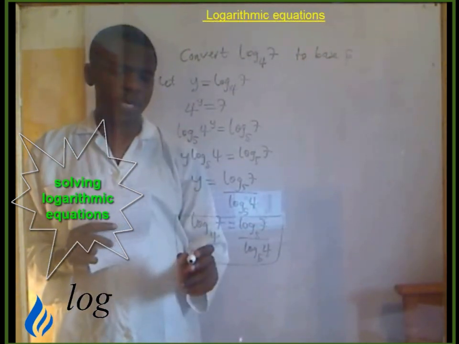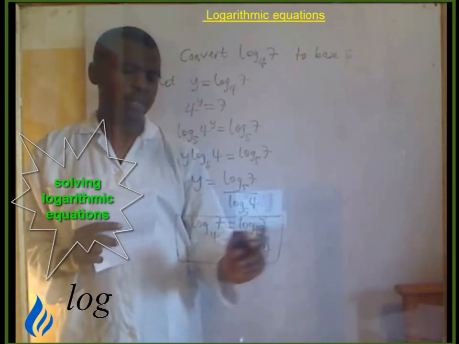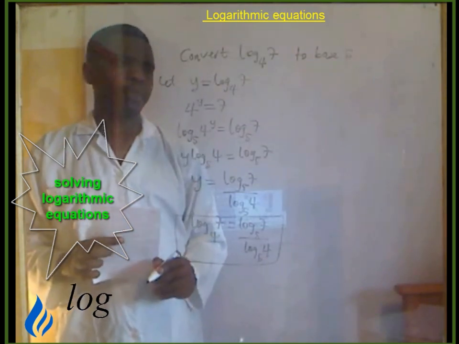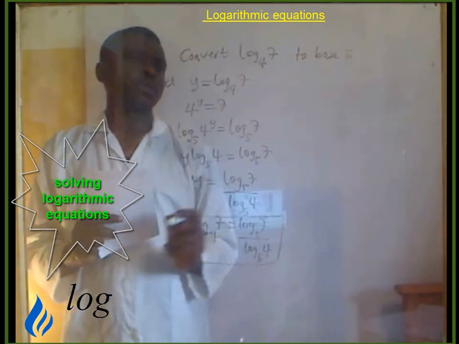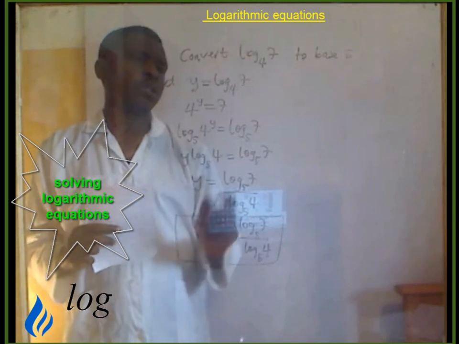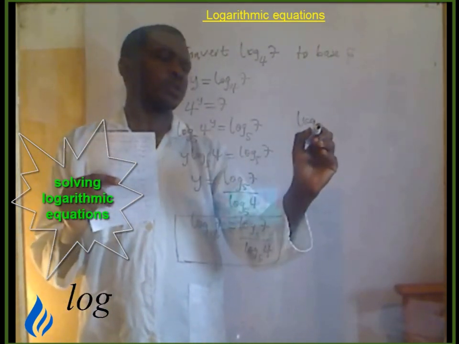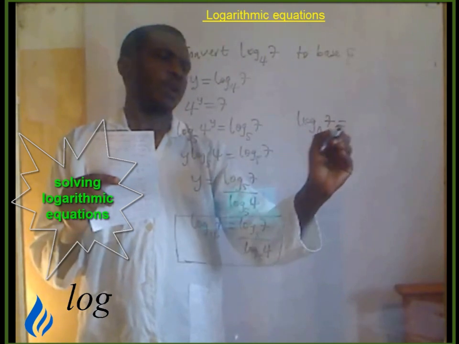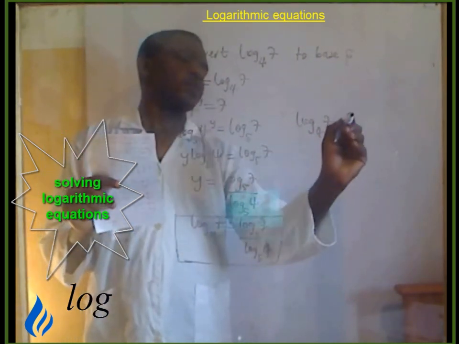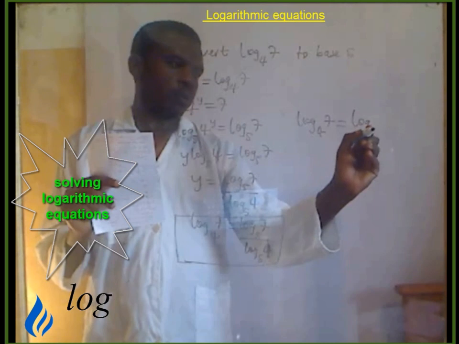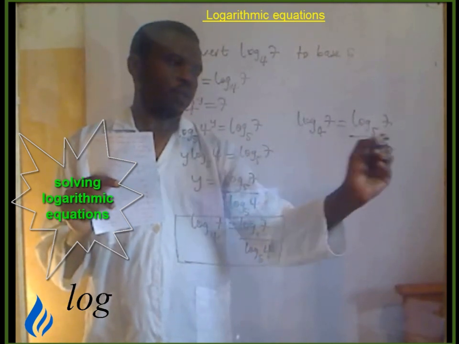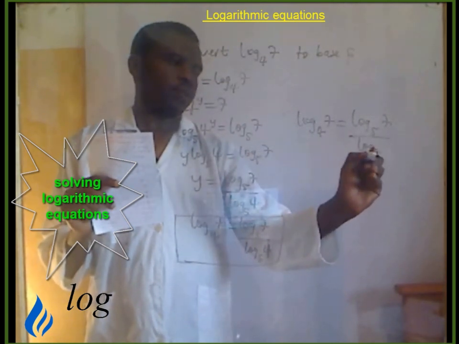So you require that this gives us the same answer just by applying the law. Just by applying our law, we'll have here log to base 4 of 7. We'll apply a new base. This will give us log to base 5 of 7 all over log to base 5 of 4.